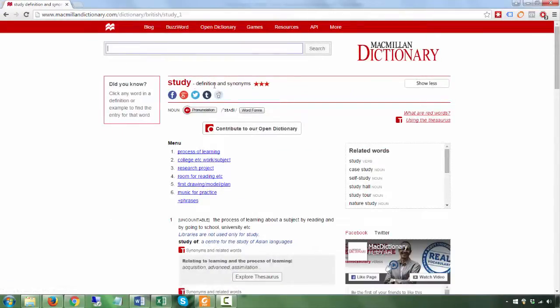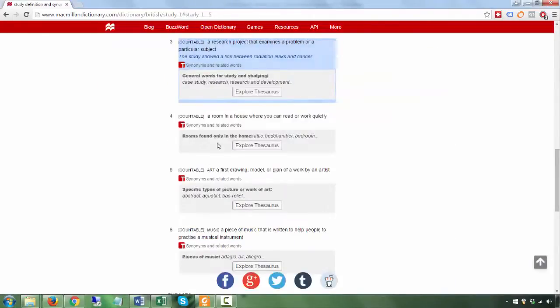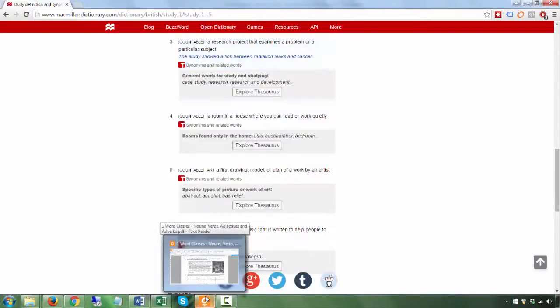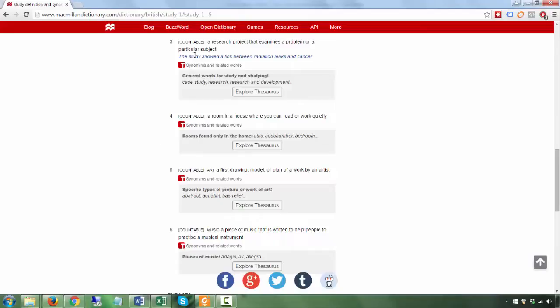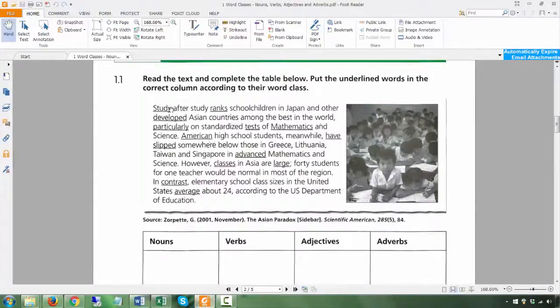So study as a noun, the process could be the process of learning, but here we are talking about study after study. It's like a research thing, a research project, a study of this thing, a study of whatever. Scientists and people who are doing research normally conduct studies, right? So that study is what it means, all right? Study after study. Then this is the verb ranks.